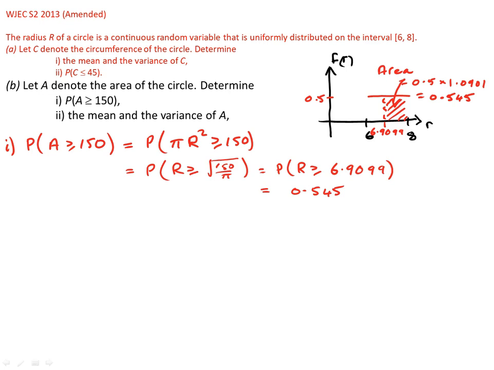Now I've got to find the mean and the variance of A. Well, the expected value of A is the expected value of pi r squared. Pi is a constant, so we can certainly say that's just the same thing as pi times the expected value of r squared.